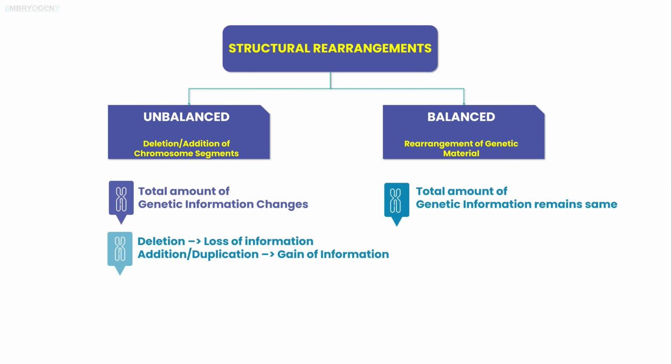Quickly getting back to the chromosomal anomalies, the next type of chromosomal anomaly is a structural rearrangement. As the name suggests, it is an error in the structure of the chromosome. Structural rearrangements can be broadly classified into two groups: unbalanced structural rearrangement and balanced structural rearrangement. In the unbalanced structural rearrangement, the total amount of genetic information changes. Either there is loss of information due to deletion, or there is gain of information due to duplication or addition. The other type is balanced structural rearrangement, where the total amount of genetic information remains the same, only its location changes.